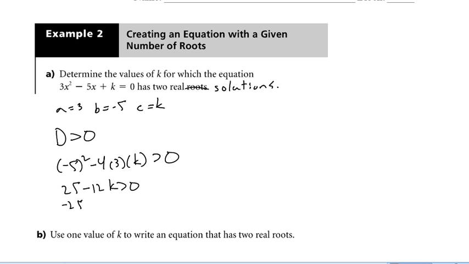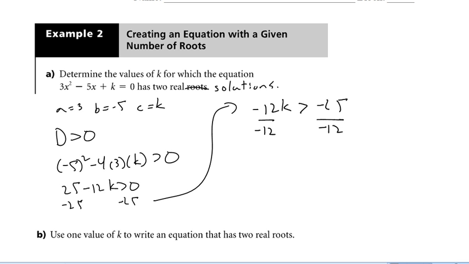And now I'm going to subtract 25 from both sides. And now I divide both sides by negative 12. Notice that when I divide both sides by negative 12, our Pac-Man has to flip. So I get k is less than 25 over 12. So any value of k less than 25 over 12 is going to give us 2 real solutions.